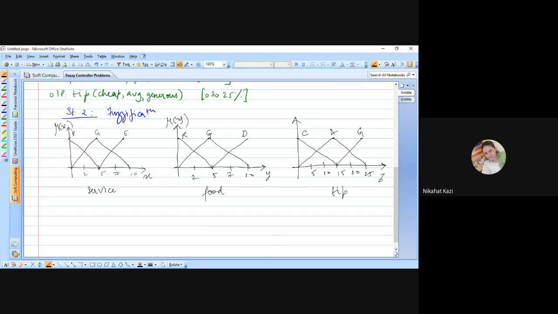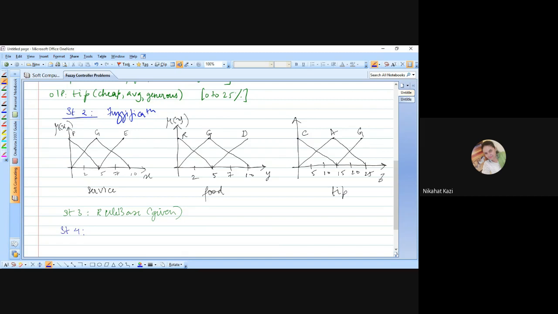Next step is rule base. Rule base is given to you in this case. So rule base is already given, so we'll skip it. Okay. Step 3 is rule base, which is given. 3 rules are there in the rule base. Okay. So we go to step 4.